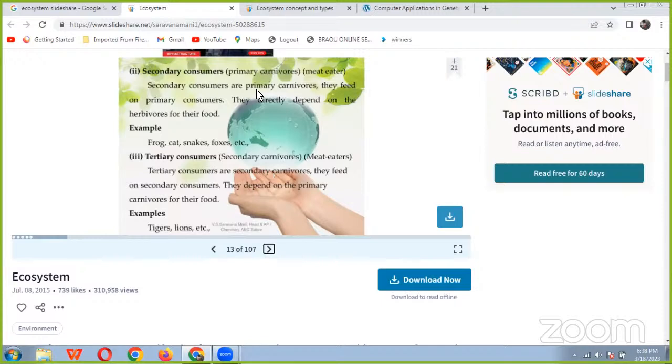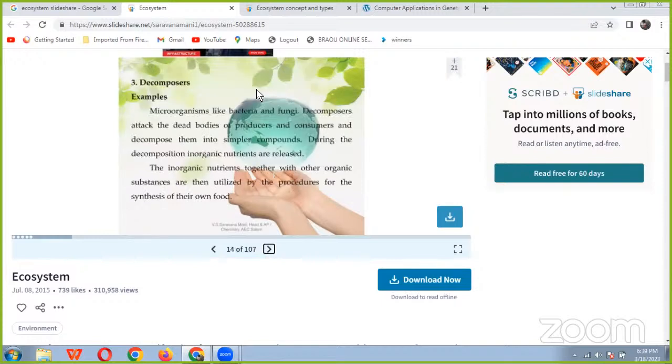Next one, tertiary consumers. These are also called secondary carnivores. Secondary consumers are called primary carnivores, and tertiary consumers are called secondary carnivores. They are also meat eaters, for example human beings, tigers, lions. They feed on secondary consumers, depending on the primary carnivores for their food. These are the tertiary consumers.